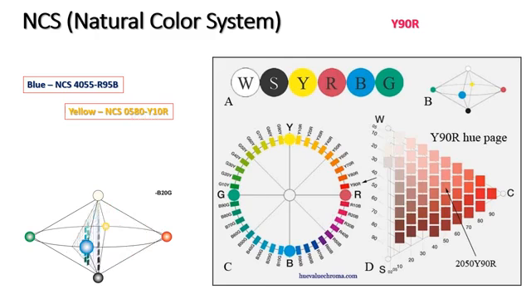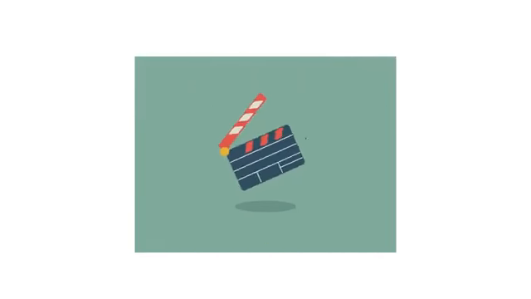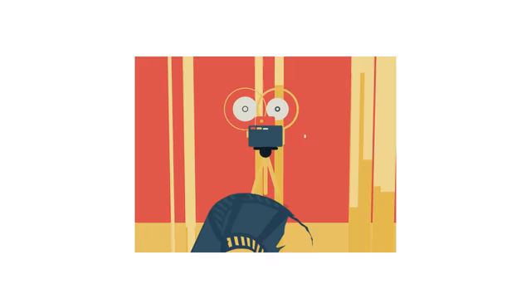Similarly, if we take yellow NCS 0580 Y10R, this means 5% darkness, 80% saturation of the yellow color. This is yellow with 10% red. So it means 90% yellow. Reviewing the next video will give you the understanding of use of color systems and visualization of the Natural Color System.